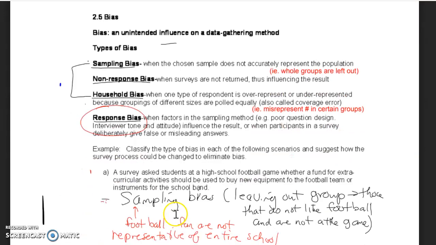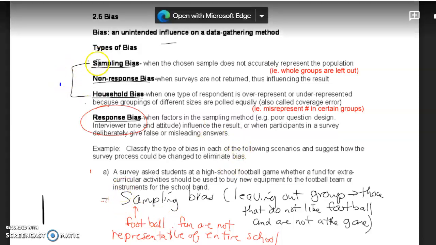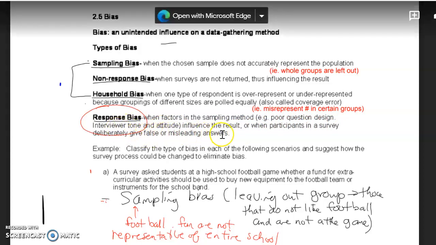Now the next section is bias. There are 4 biases and unintended influence on the data gathering method. There's 4 types of bias: sampling, non-response, household, and response. Non-response is pretty easy. It's when people don't return the survey or don't answer the phone call. Response isn't too bad either. It's when factors in the sampling method like question design, interviewer tone, and attitude influence the result, or when participants in a survey deliberately give false or misleading answers.